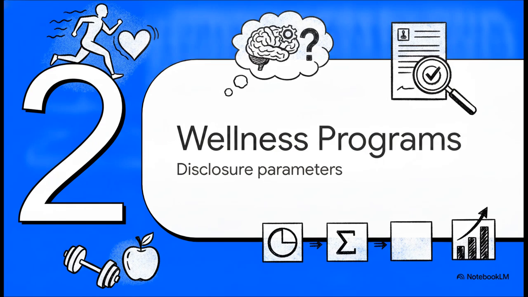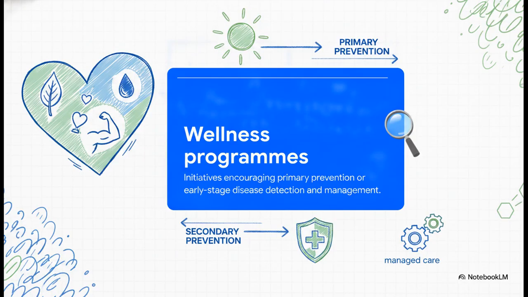Moving on to Section 2, defining wellness programs and establishing the parameters for your disclosure. Before we calculate anything, we have to know what counts. And the standard is actually very clear, defining these programs through a strict dual lens. An initiative only qualifies if it actively encourages either primary prevention or secondary prevention. So it's not just about handing out a generic gym discount code or emailing a healthy eating pamphlet. It actually has to fit into these rigorously defined strategic buckets of proactive health management. This definition acts as a strict filter, really separating true clinical impact from surface-level marketing.